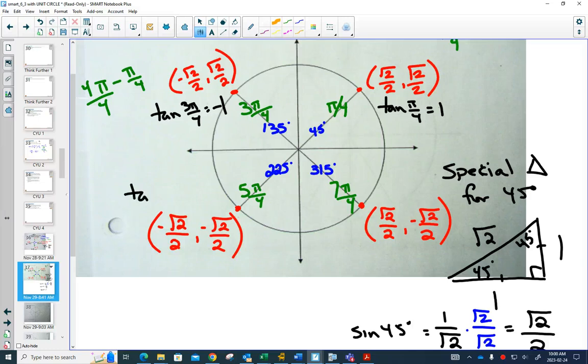And in quadrant 3, it'll be positive 1 again. Again, according to your CAST rule, tangent is positive in quadrant 3. But also, since tangent is sine divided by cos, you have a negative number divided by a negative number, you will get a positive number. And finally, in quadrant 4, we will get negative 1.